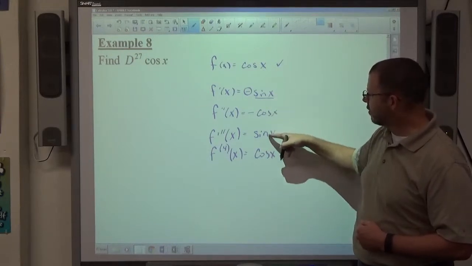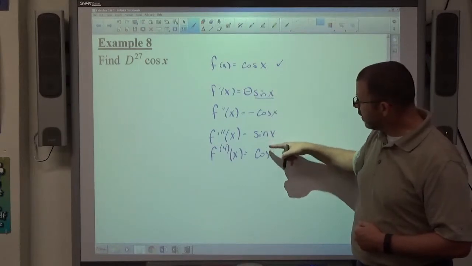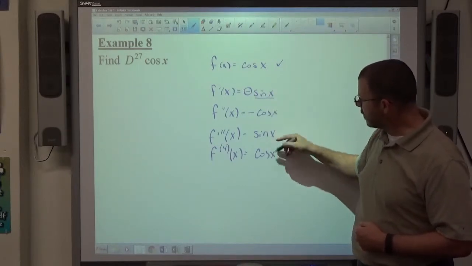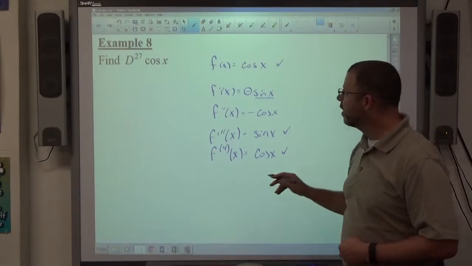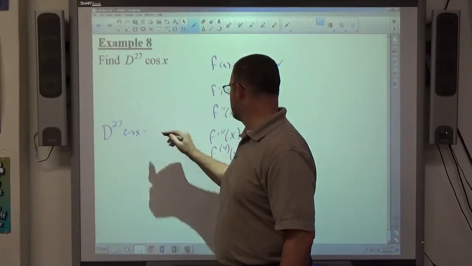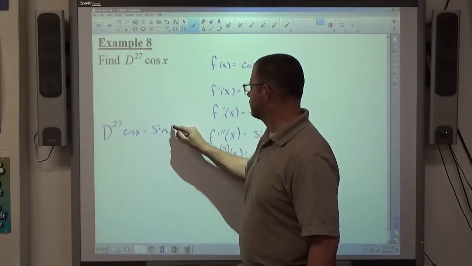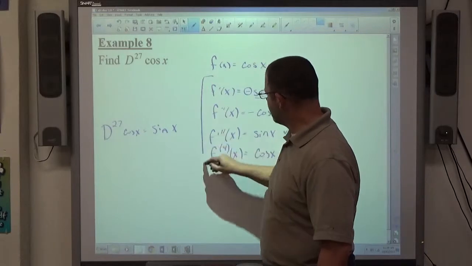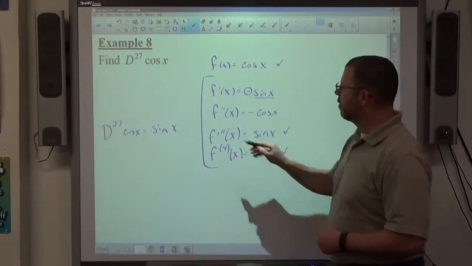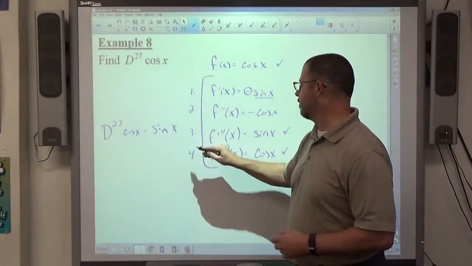So 5th, 6th, 7th, 8th, 9th, 10th, and so on, up to 20, then 1, 2, 3, 4, 5, 6, 7. The 27th derivative is right there. So d27 of cosine of x is equal to sine of x. If you can establish this pattern, we have the first derivative, the second derivative, the third derivative, and the fourth derivative. And that's a 4-step pattern.